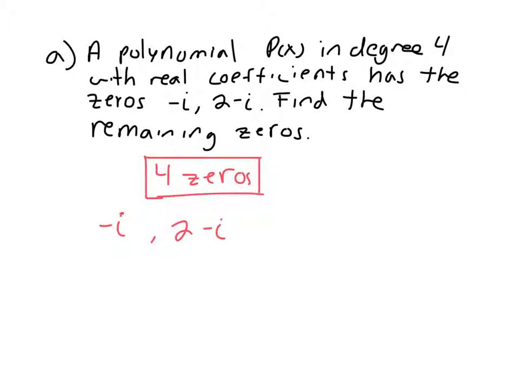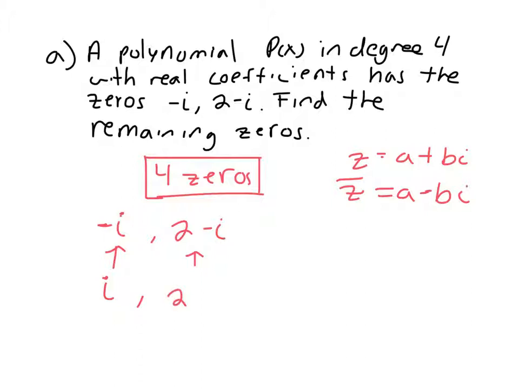Due to the conjugate pairs theorem, the conjugate of negative i is positive i. Remember, if z equals a plus bi, then the conjugate is a minus bi. So flip the sign that's in front of the i. So the conjugate's i, and for 2 minus i, the conjugate would be, instead of minus, plus. Okay, so what are your zeros? Negative i, i, 2 minus i, 2 plus i. And that would be your answer.